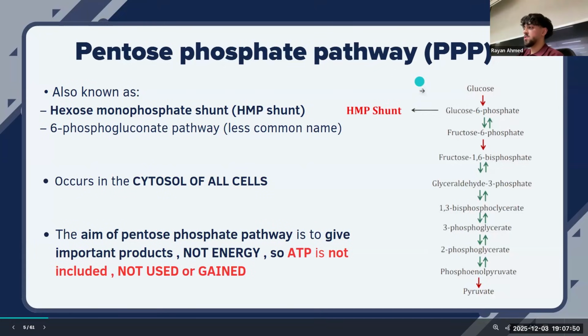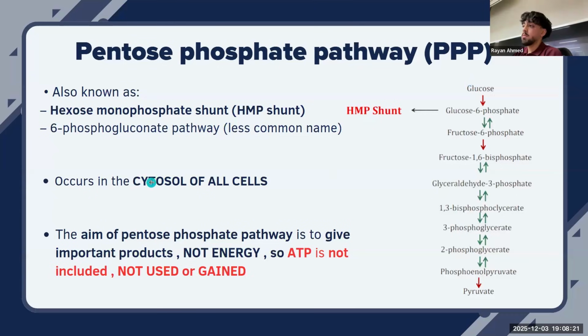The pentose phosphate pathway is also known as the hexose monophosphate shunt, which is a name I need you to remember. We also have the 6-phosphogluconate pathway, a less common name. I highly doubt you have to remember this name, but keep it in mind. Why is it called a shunt? Because it does not take the usual pathway of glycolysis. Rather, it shunts to the side, hence hexose monophosphate shunt. Hexose because glucose is a hexose, and monophosphate as well.